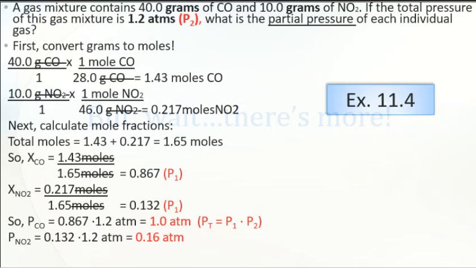But wait, there's more. We're not done. I think we're done with the problem, right? Is that all we wanted? We asked for the partial pressures, and there they are, 1 and 0.16. And we were working in atmospheres. We had atmospheres for everything, so we're good. Those are the partial pressures. Our total, P2. All right, good?